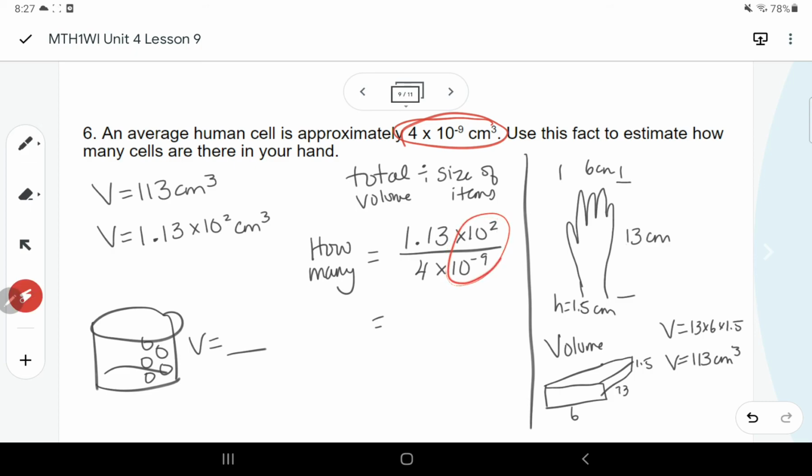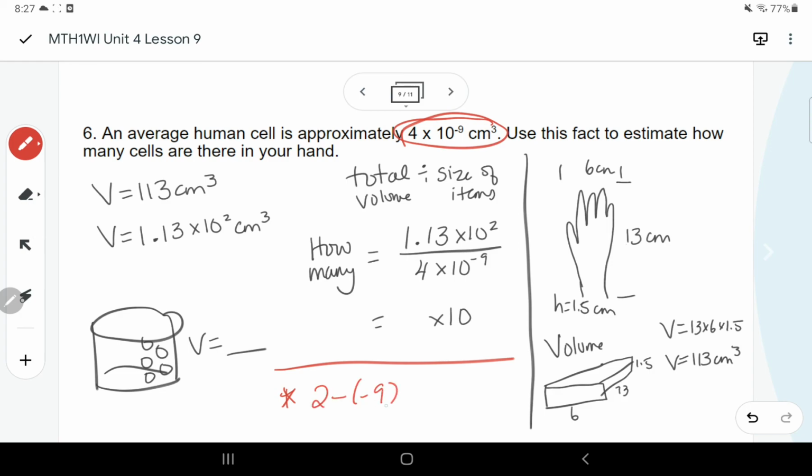Now, this looks like my power rules. What's the rule with dividing powers with the same base? Remember, we're going to keep the base the same. And what do I do with the exponents? Be careful here with your subtraction. 2 minus negative 9. We subtract exponents, but that's actually 2 plus 9, isn't it? That minus and negative, be really careful there. So that would be the exponent 11. And then we would divide the numbers just like normal.